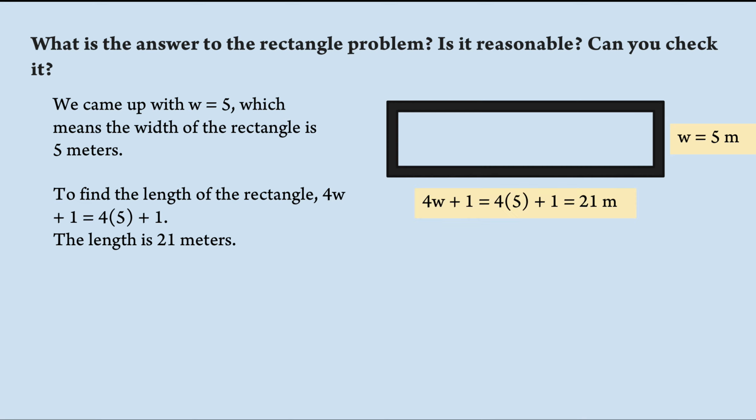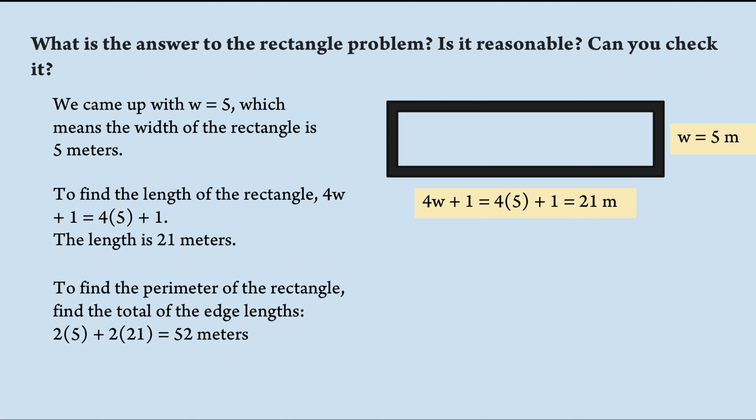So we have our length and we have our width. We need to also find the perimeter. We were asked to find that. And that means that we need to add all of the edge lengths together. So we would have 2 sets of 5 meters and 2 sets of 21 meters added together. 2 times 5 plus 2 times 21 will equal 52 meters for a perimeter.